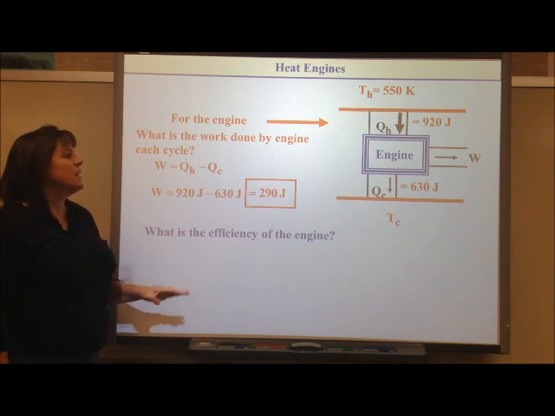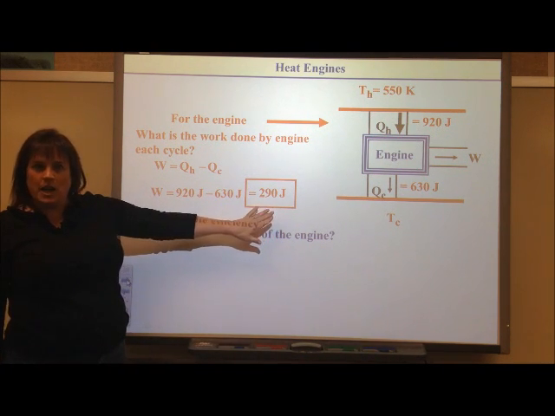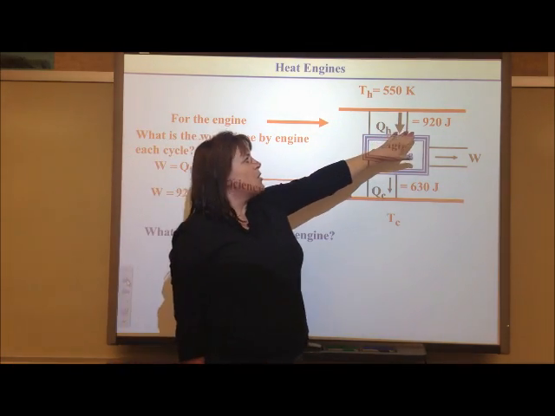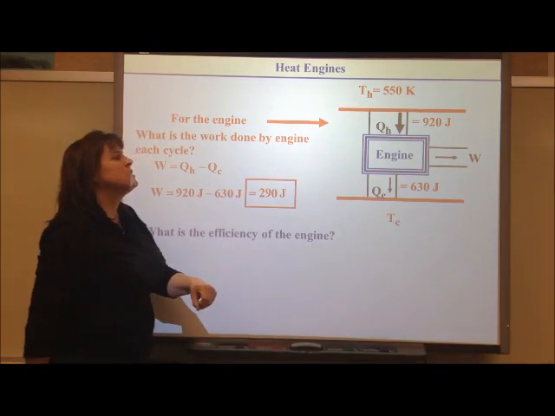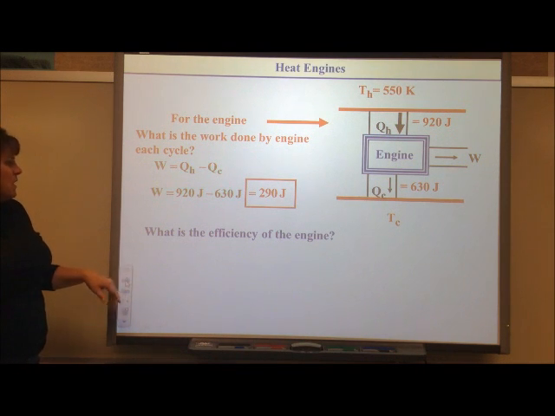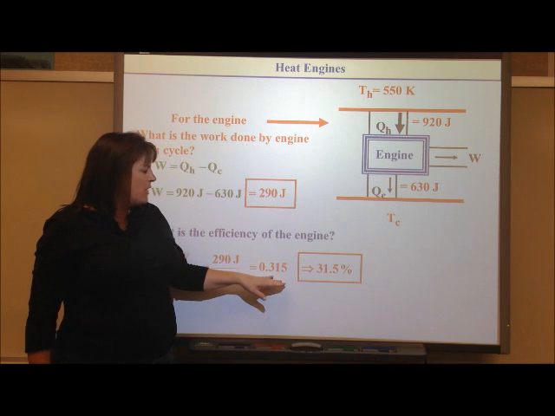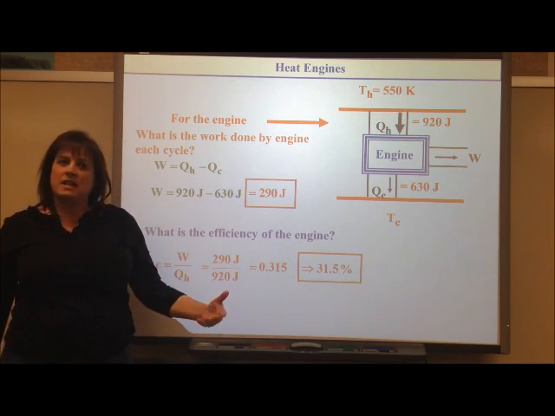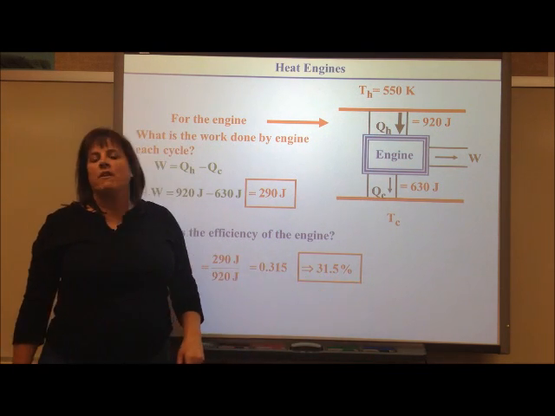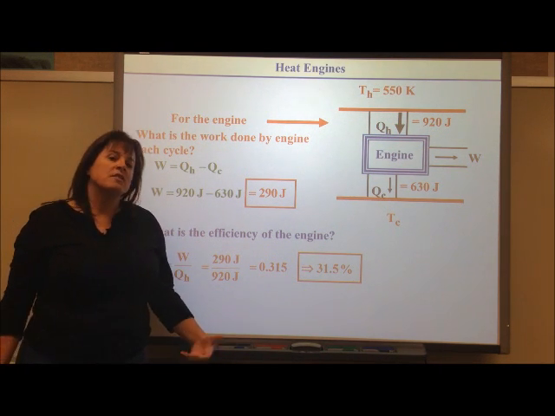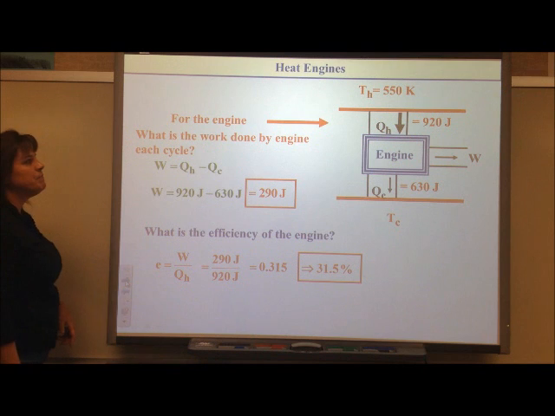The efficiency of the engine, now that I know the value for work, I'm just going to take work, 290 joules, and divide by the total energy that I put in, which is 920. So 290 divided by 920 gives me 0.315, or in terms of percent efficiency, 31.5%. So not very efficient. But heat engines can't be 100% efficient.